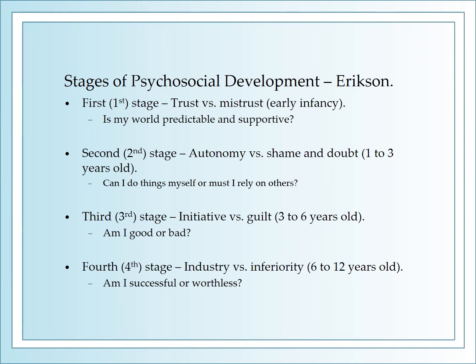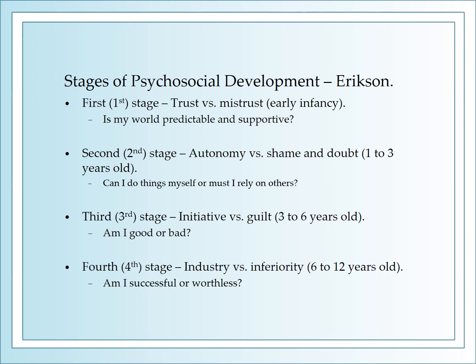So there are 8 stages, and we'll go through the first 4 here. The first stage is trust versus mistrust, and this occurs in early infancy. So is my world predictable and supportive? Am I going to be safe? The second stage is autonomy versus shame and doubt, and this occurs from 1 to 3 years old, such as, can I do things by myself, or do I have to have others do that for me? Helping me to change, helping to feed me, things like that our brain is thinking.